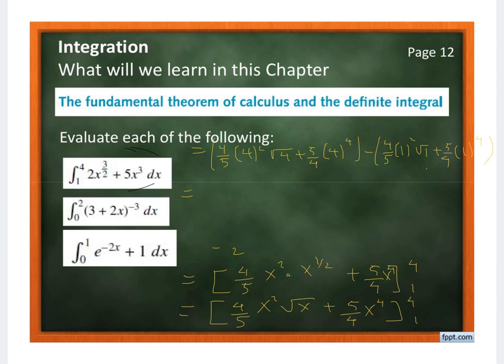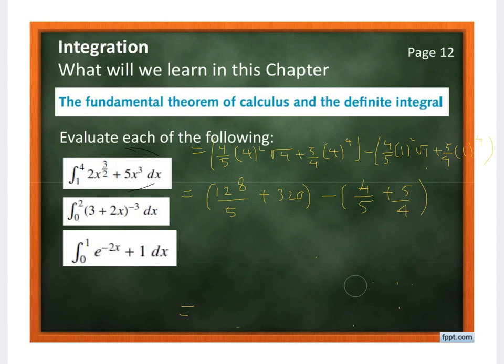Equal 128/5 plus 320 minus 4/5 plus 5/4, equal 128/5 plus 320 minus 41/20.